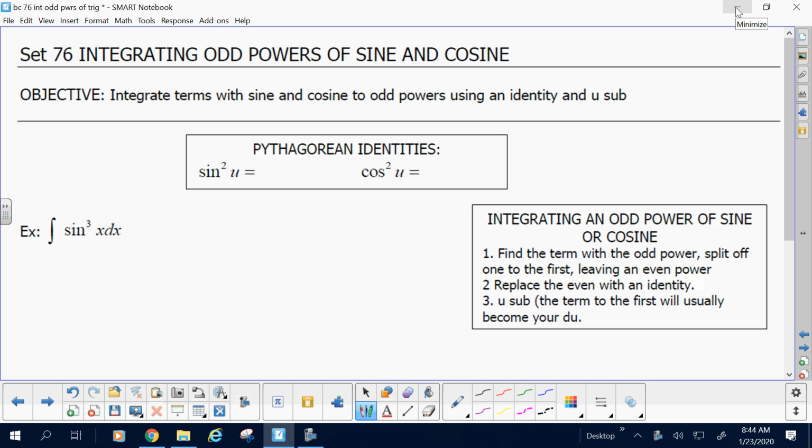Here we go. Do you remember the Pythagorean identity? Okay, so your answer to that was no. I don't remember the Pythagorean identity. Sine squared is 1 minus cosine squared, and cosine squared is 1 minus sine squared. You will need those today when you go to integrate.